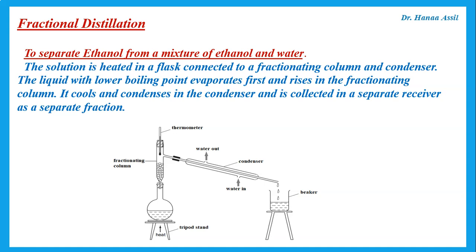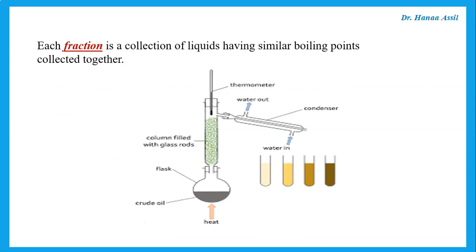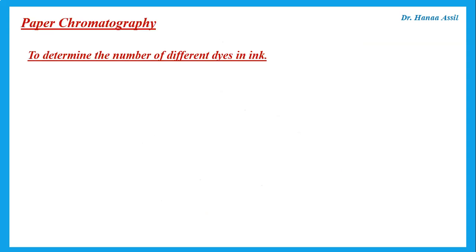The liquid with the lower boiling point is the one that evaporates first. It rises in the fractionating column, then cools and condenses in the condenser, and it is collected in a separate receiver as a separate fraction. Then, when the temperature starts to rise again, we can collect the other fraction. The word fraction means a collection of liquids having similar boiling points that are collected together.